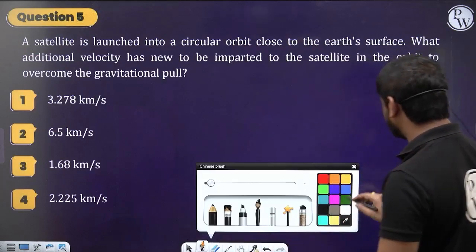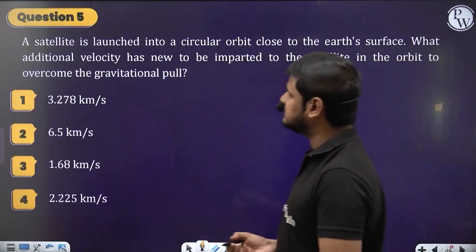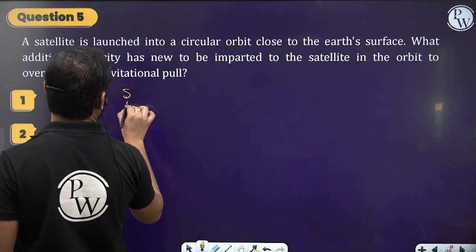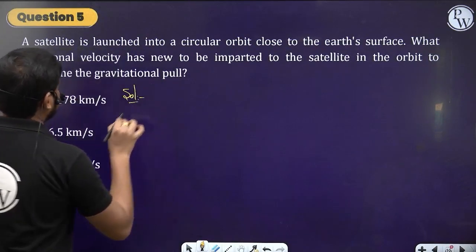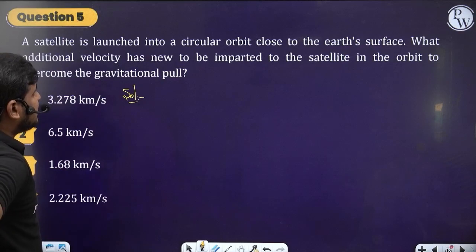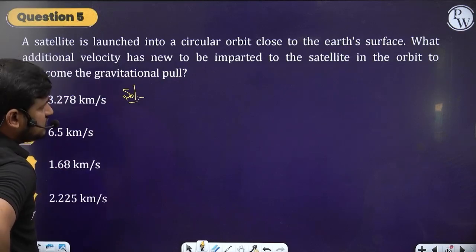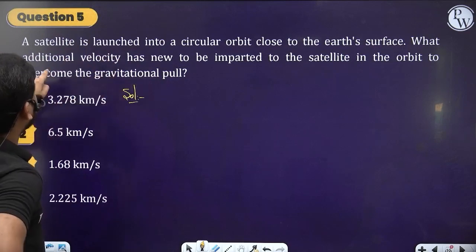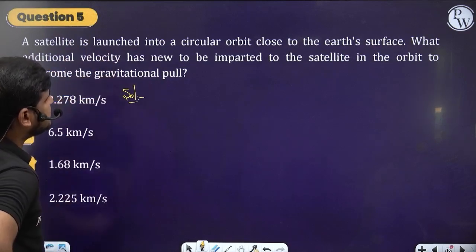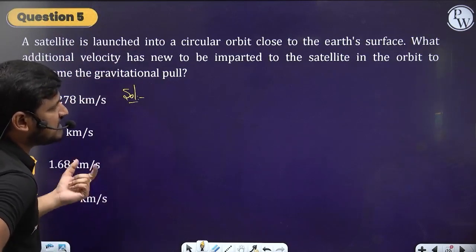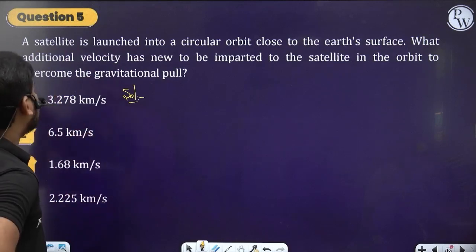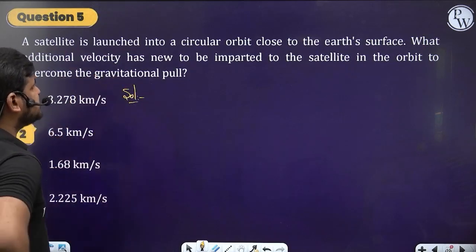So we have got one question here. Try to solve this question on your own. A satellite is launched into a circular orbit close to the earth's surface. So what additional velocity has to be imparted to the satellite in the orbit to overcome the gravitational pull?